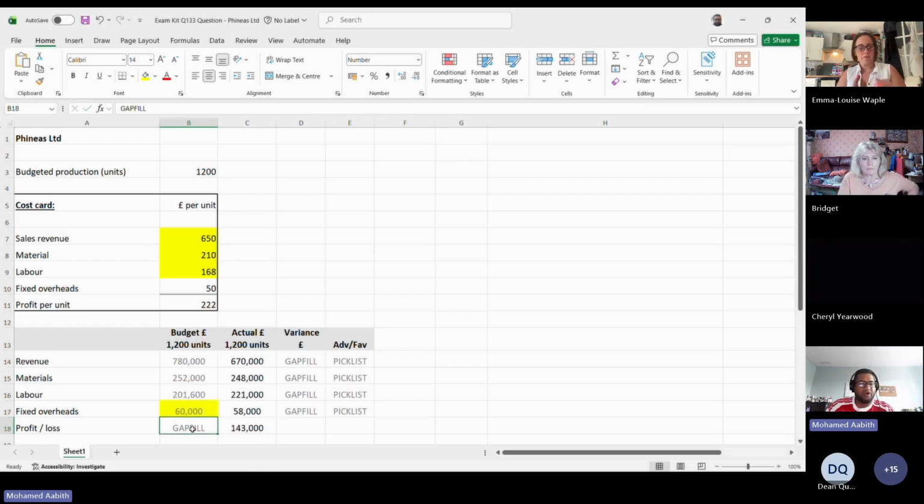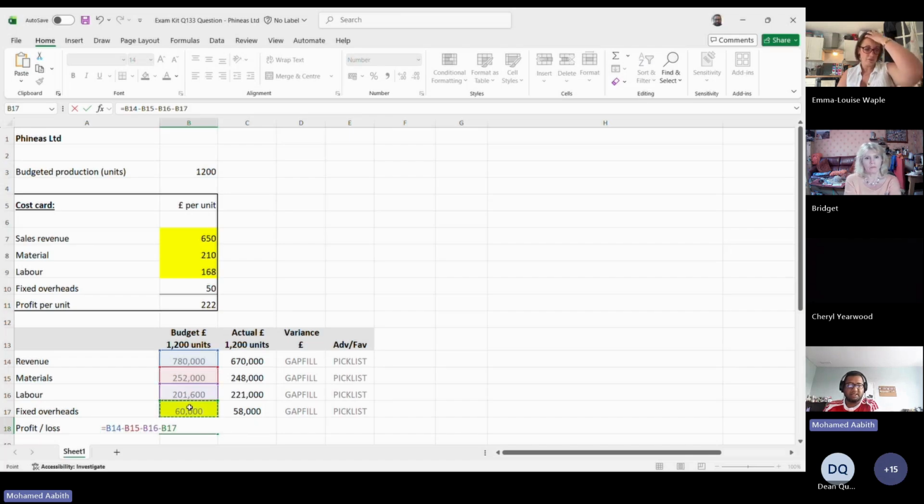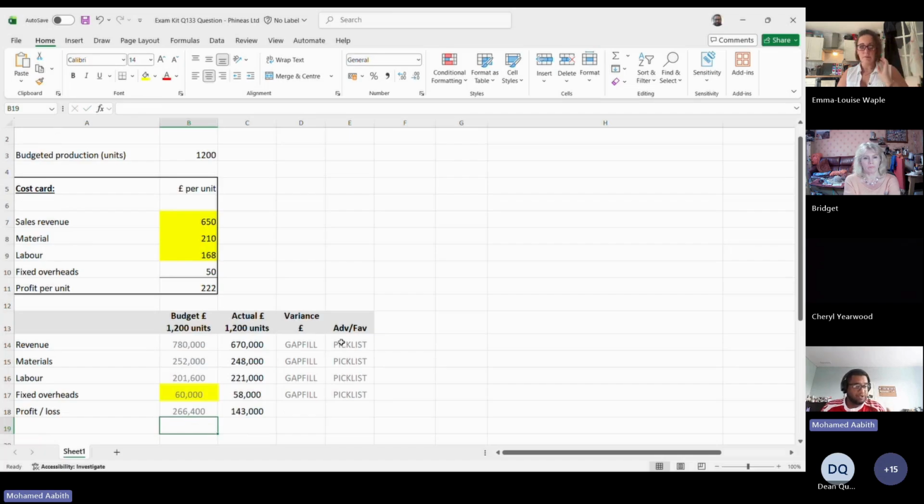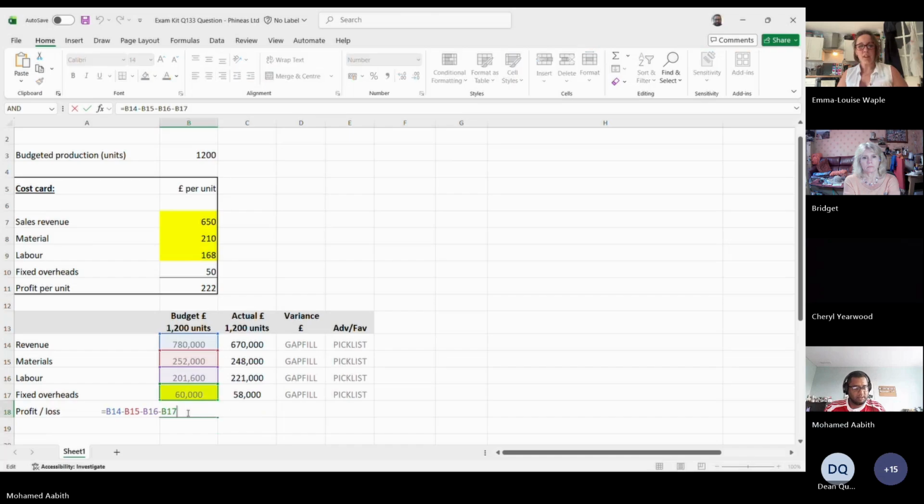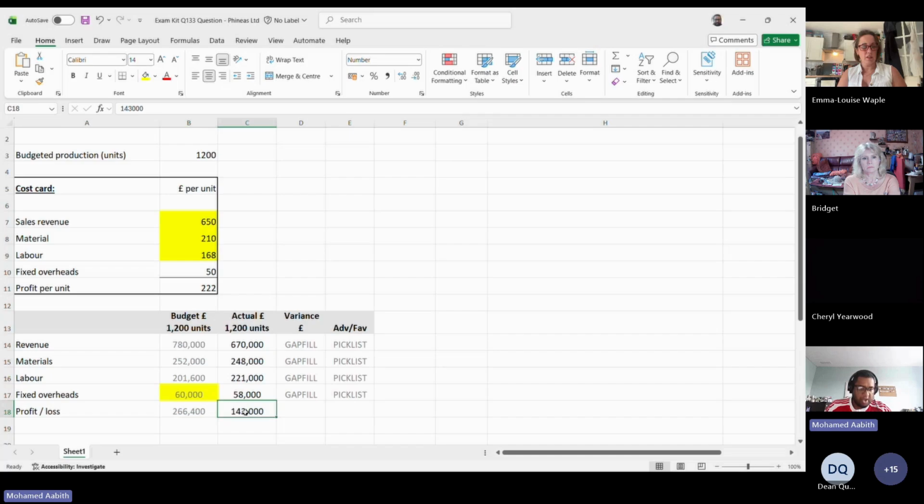So now to find the profit, you can also do this times this. You will get the same answer, but let's do the right way. This is going to be this minus that minus that minus that. That's how you do it in your level 2 exam. It is here according to this. Your expected profit on the budget is 266,400. My actual profit though is significantly lower.